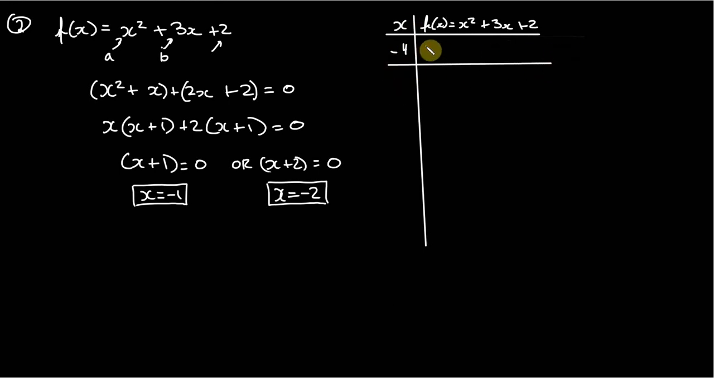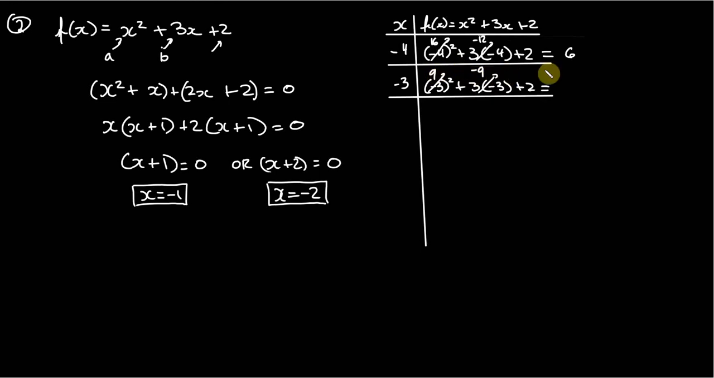We're just going to plug the x values into this equation to get our values for y. So that's -4 squared plus 3 times -4 plus 2. -4 squared is 16. 3 times -4 is -12. 16 minus 12 is 4, plus 2 is 6. Now x equals -3. We have -3 squared plus 3 times -3 plus 2. -3 squared is 9. 3 times -3 is -9, so 9 minus 9 is 0, plus 2 is 2.